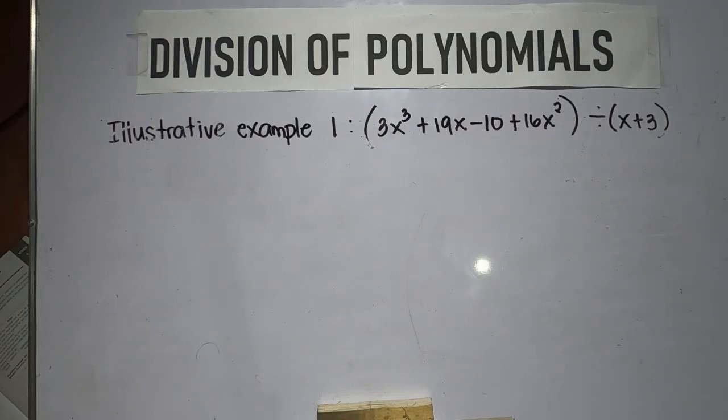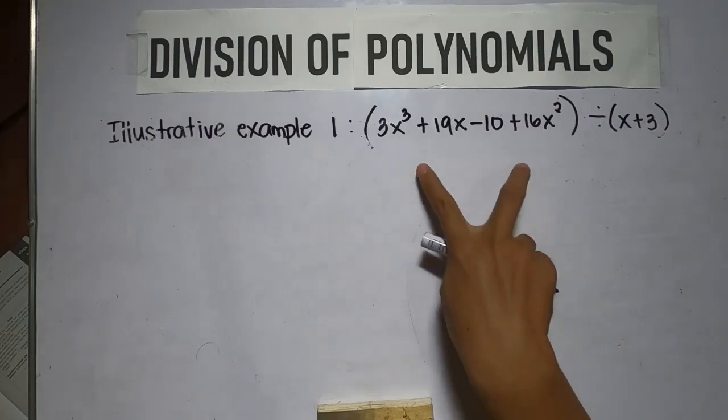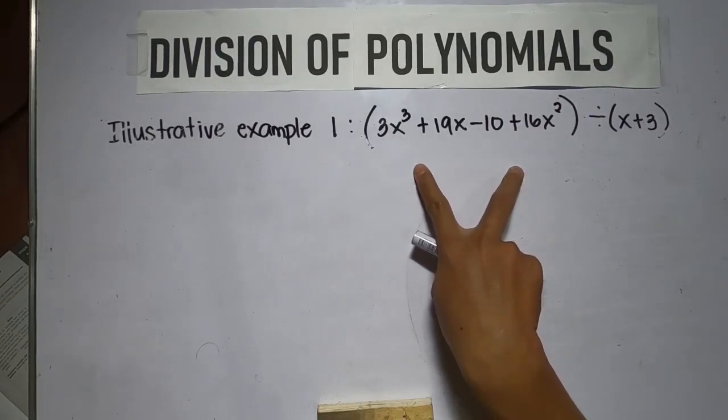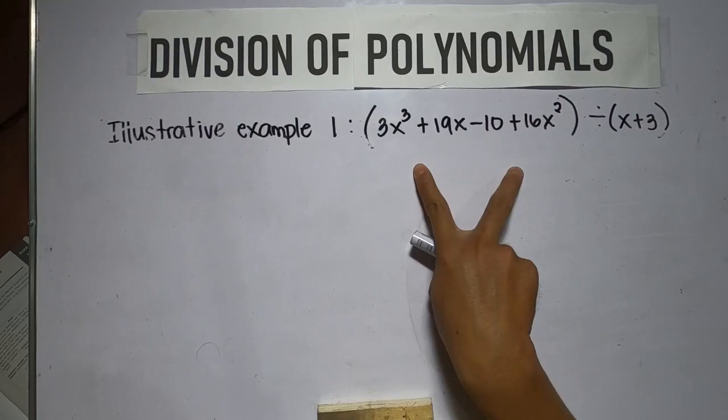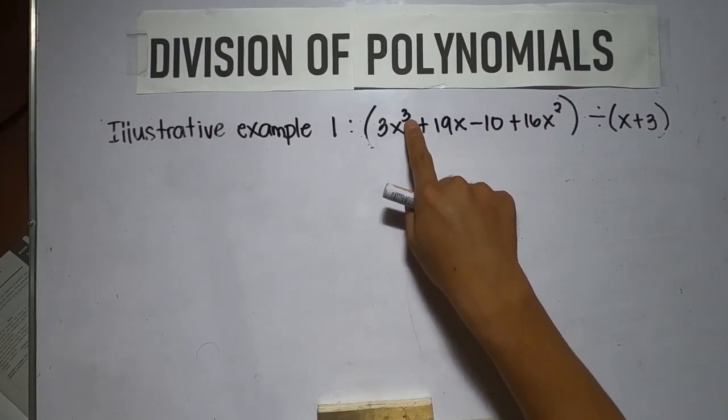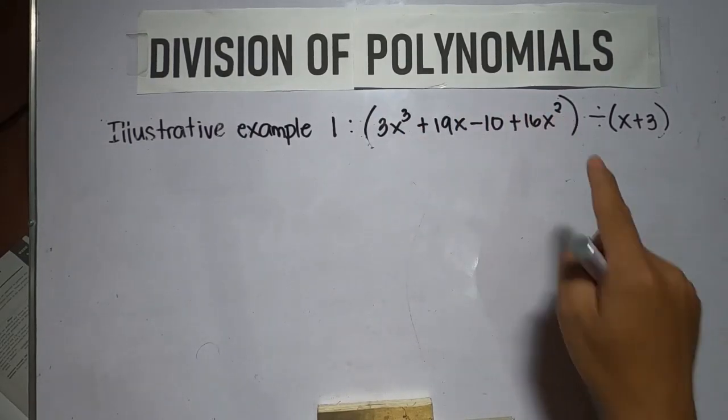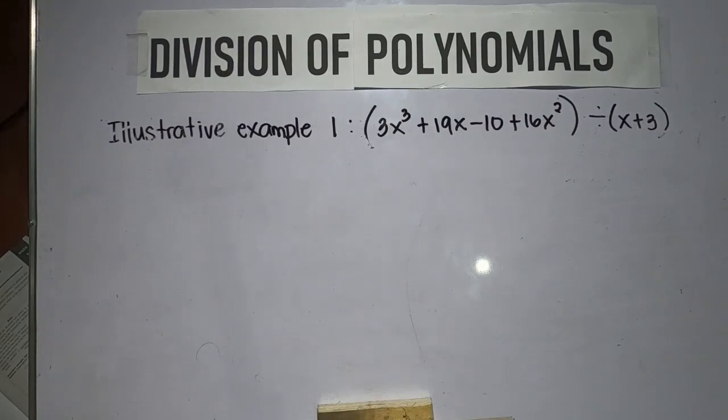When do we say that a polynomial is already arranged in standard form? A polynomial is said to be arranged in standard form when the degrees of each term are arranged in descending order. That means this dividend is not yet arranged in standard form since the degree of each term is not yet arranged in descending manner.